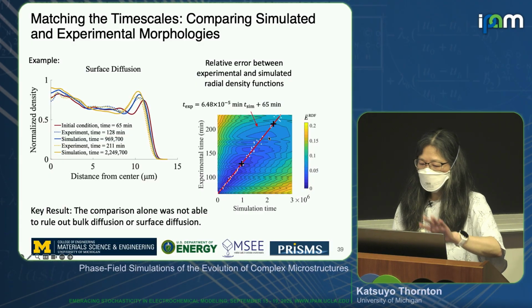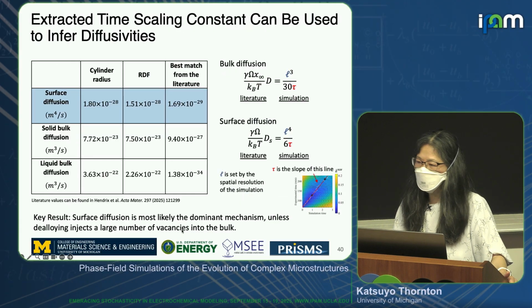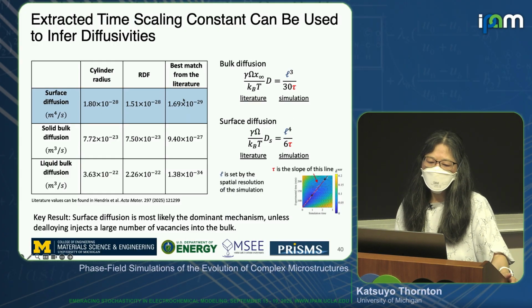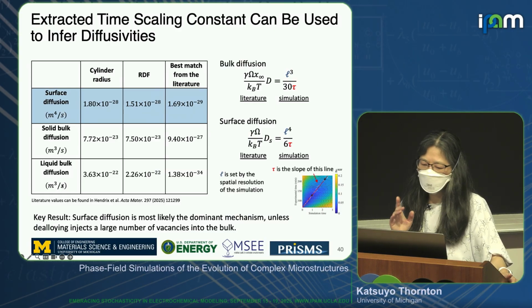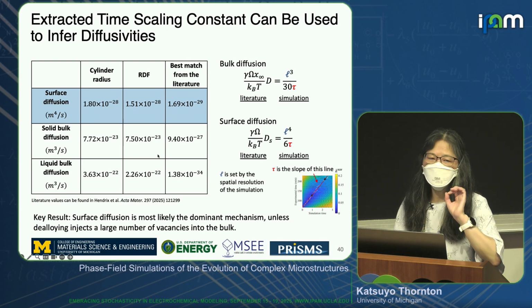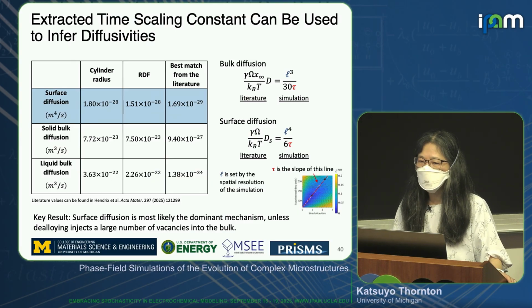Just looking at the error, we were not able to distinguish the bulk diffusion and surface diffusion. So we had to look at the actual quantities, or basically back calculate the diffusivity out of that, and then compare with the literature values. With that, we were able to say that surface diffusion is most likely the mechanism, even though bulk diffusion could still be in the running if there are a lot of vacancies injected into the solid due to the de-alloying process.